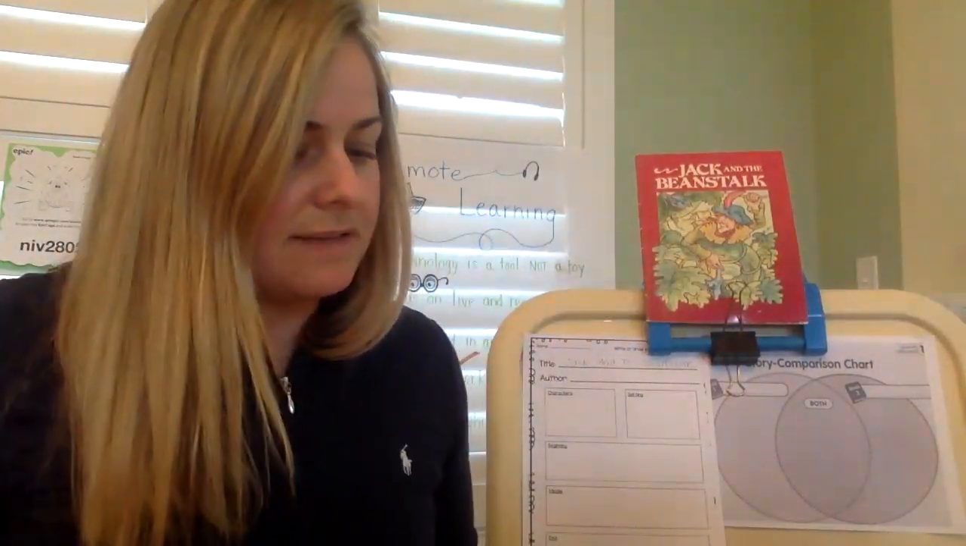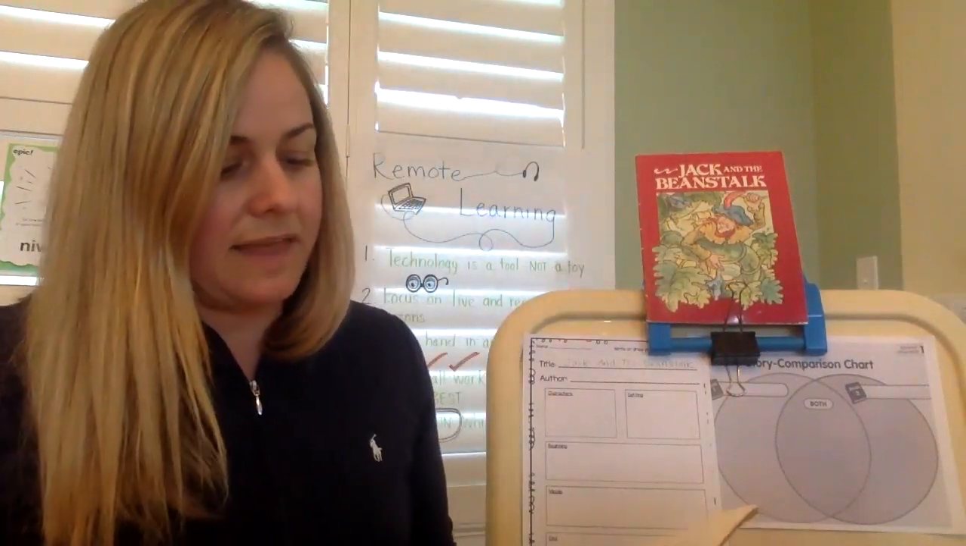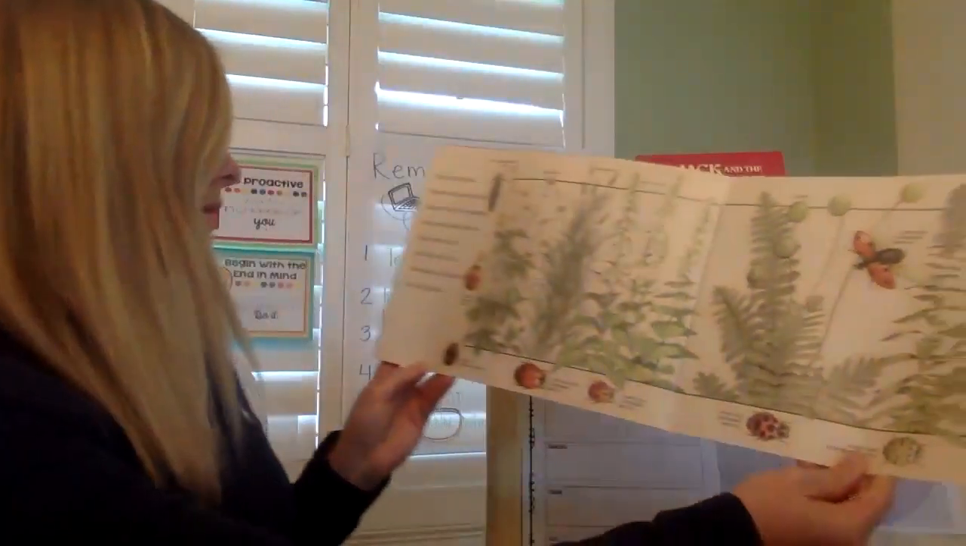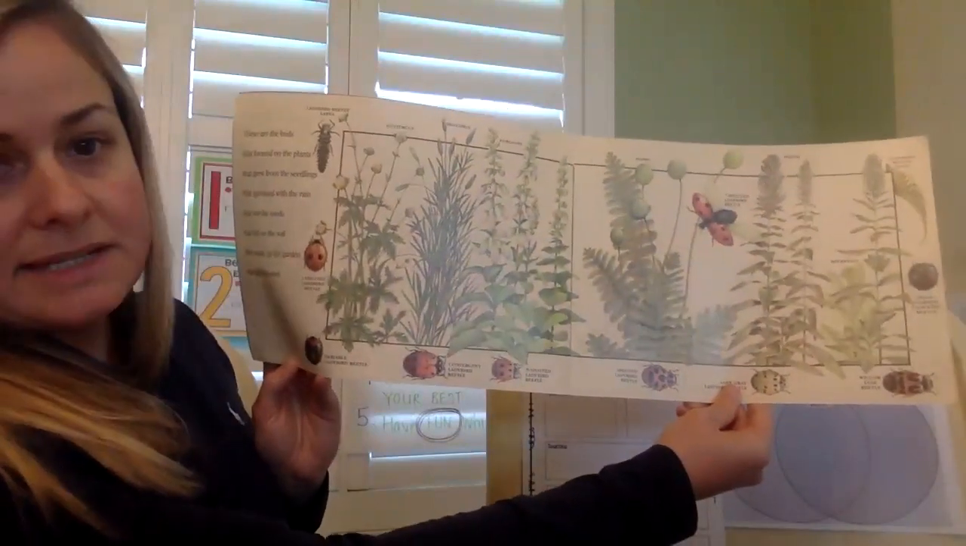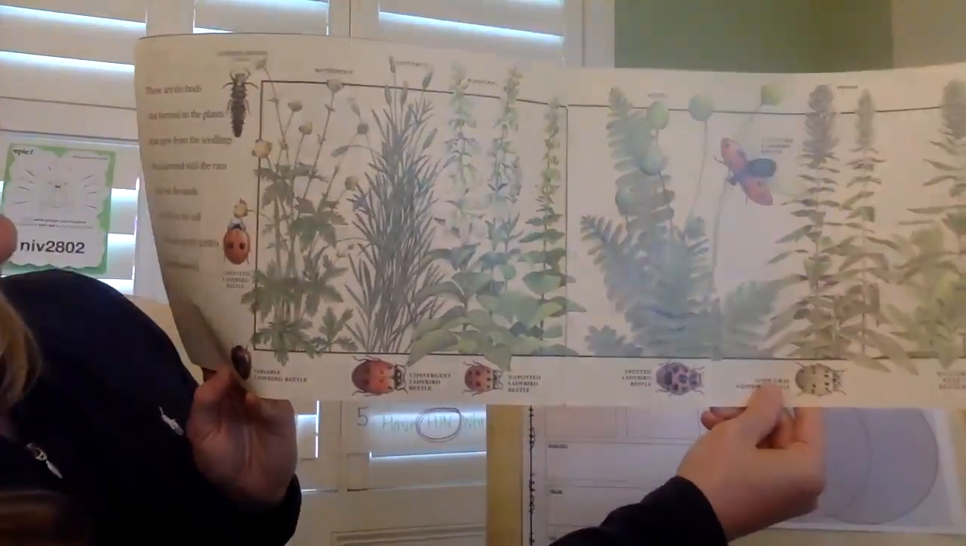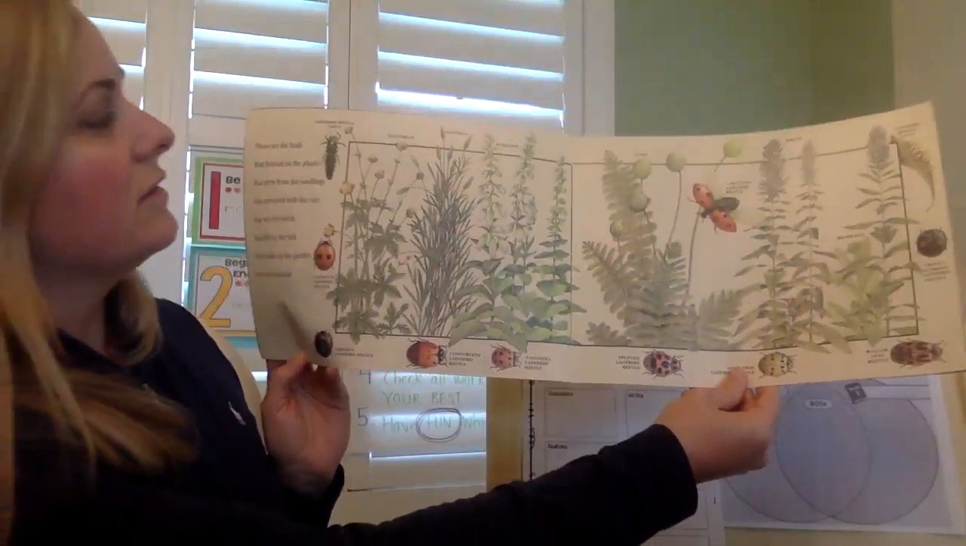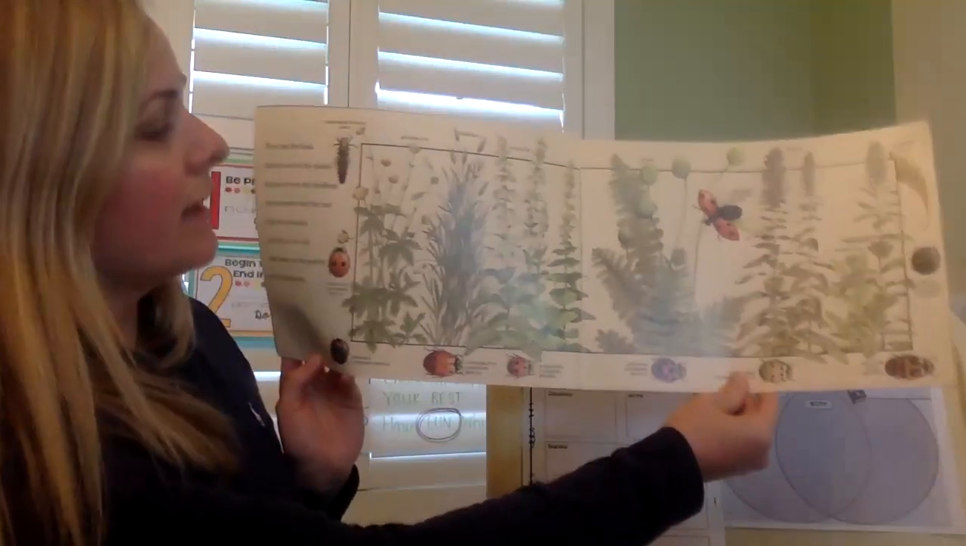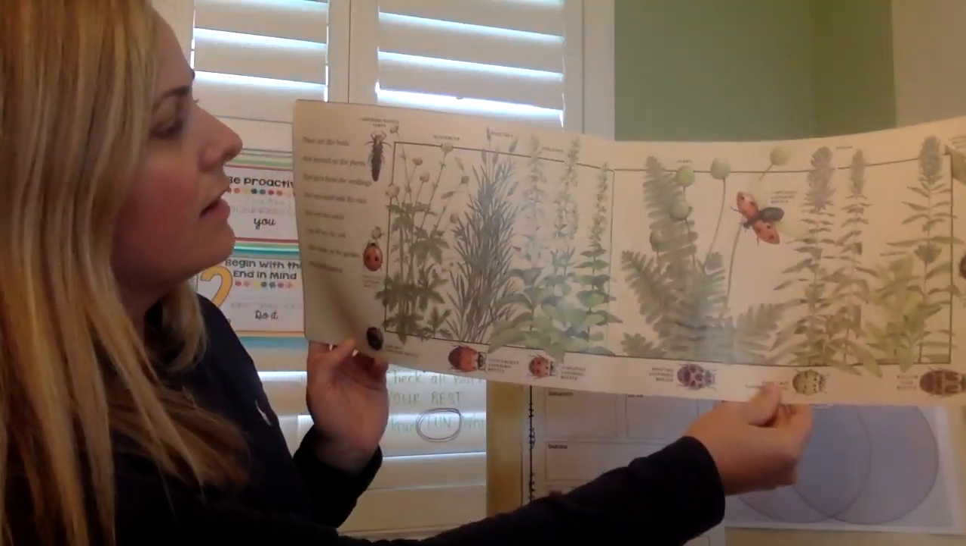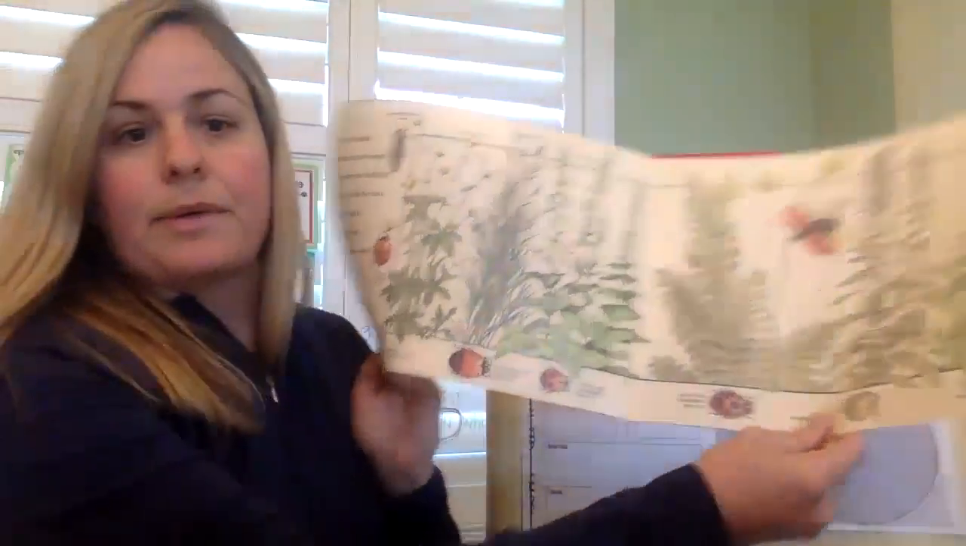These are the buds that formed on the plants that grew from the seedlings that sprouted with the rain that wet the seeds that fell on the soil that made up the garden that Jack planted. And there's a list of all the different types of buds that are growing, like there's a milkweed and buttercup.